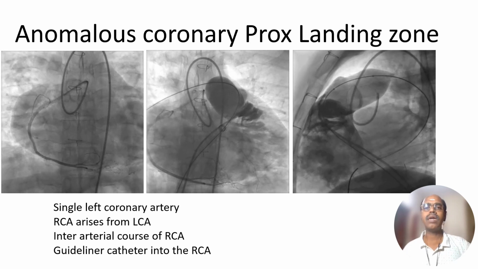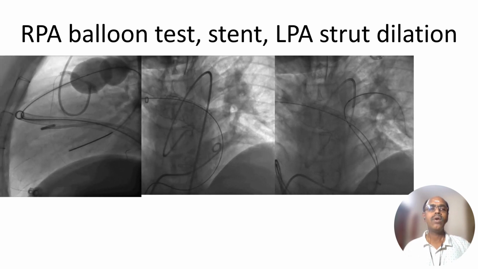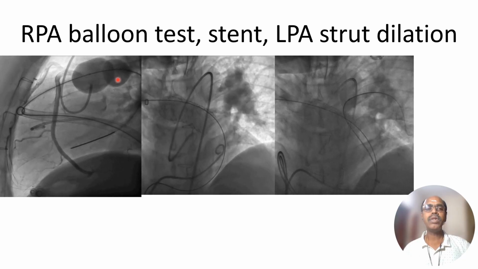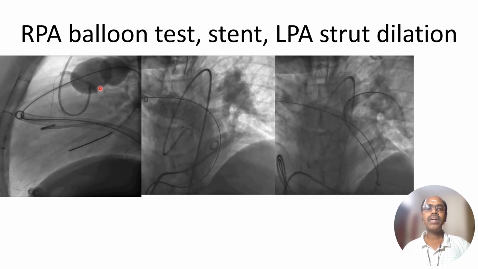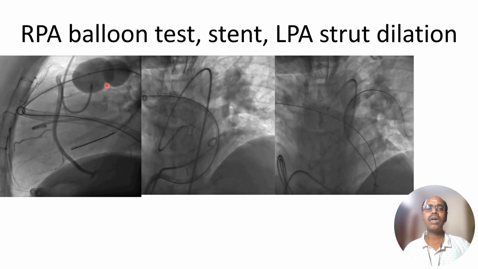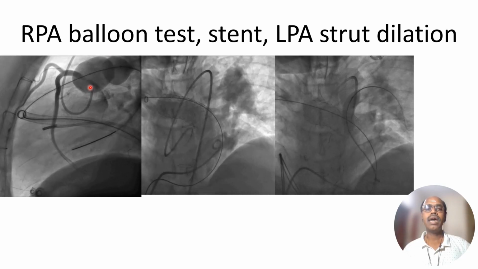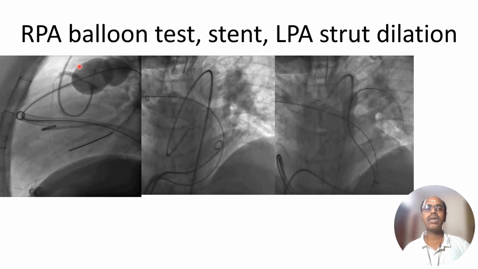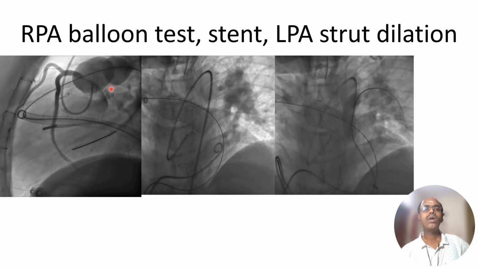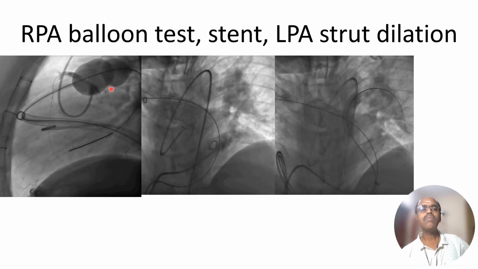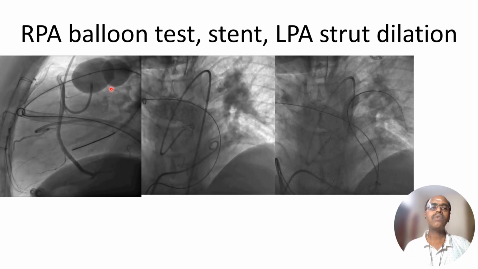What about the distal RPA origin? When the balloon is moved into the distal RPA, we are finding a significant waist in the RPA origin. And at this place, the RPA origin, the right coronary artery is getting partly compressed. So we cannot use a 30 millimeter in the distal RVOT.